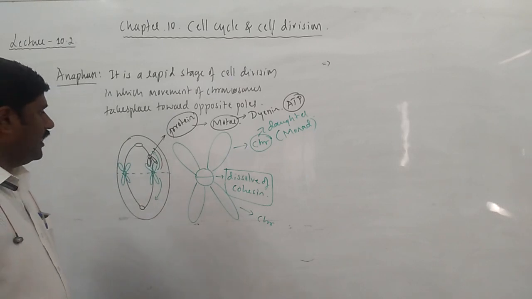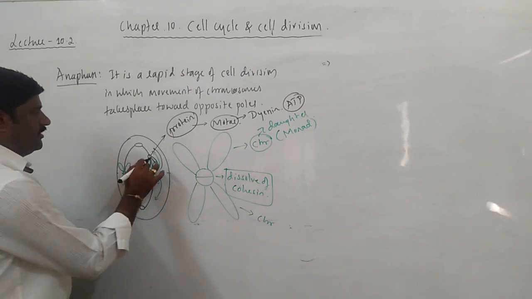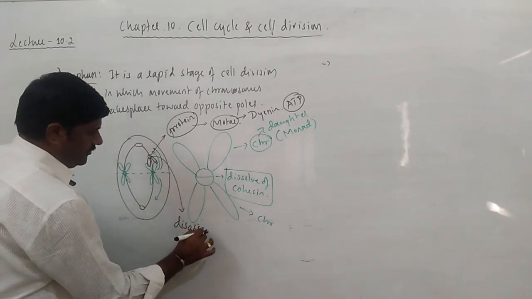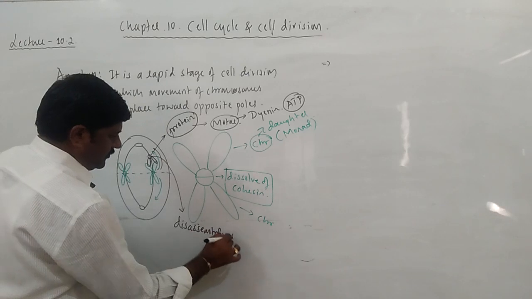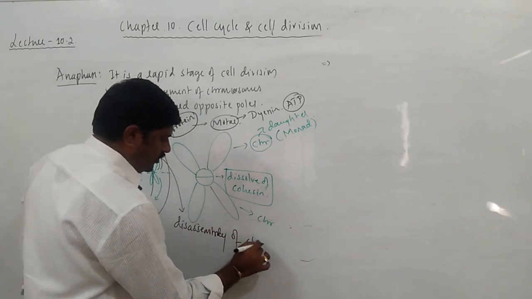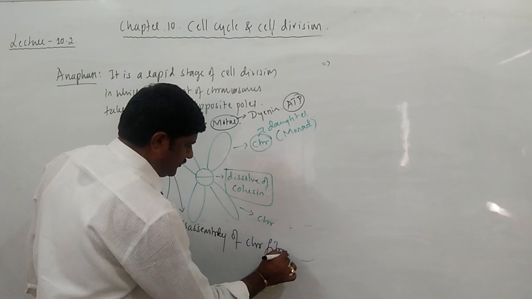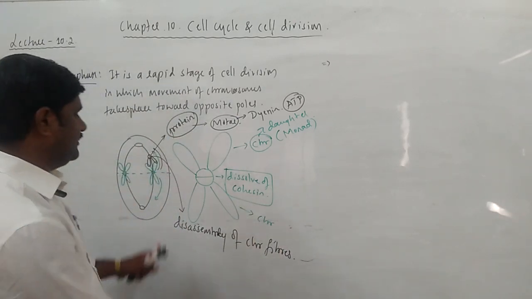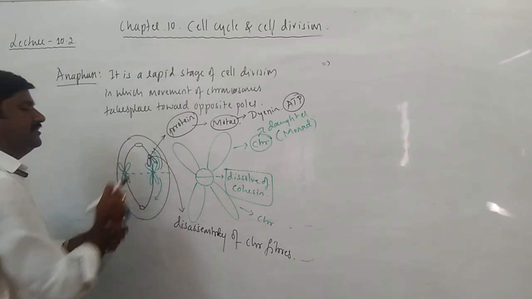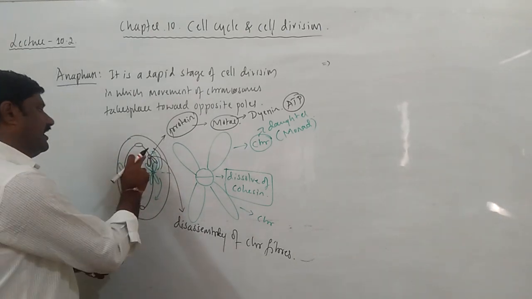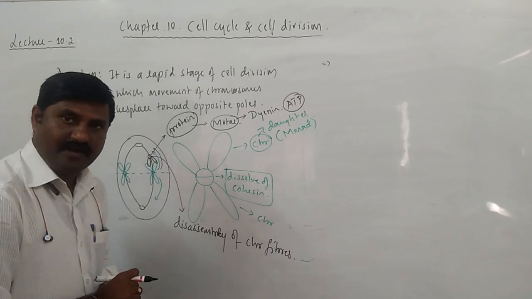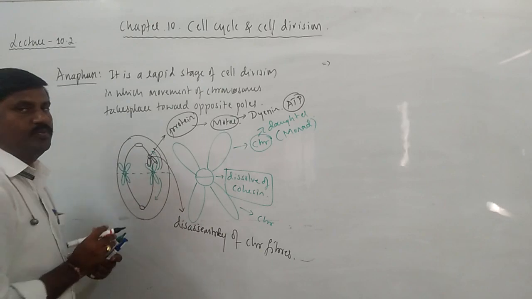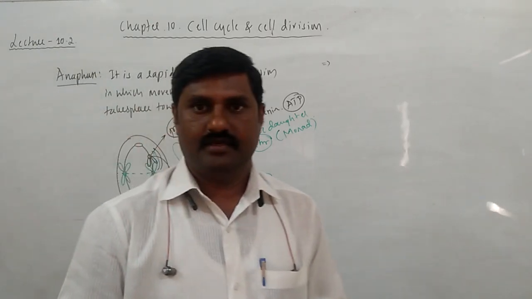One thing, and simultaneously, disassembly of chromosomal fibers also takes place. When the disassembly of chromosomal fibers takes place, the shortening of these microtubules, that is the kinetochore fibers, takes place. Whenever they become short, these start to move towards the pole.